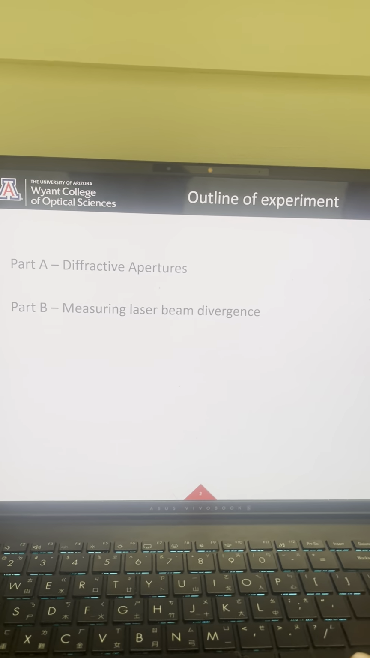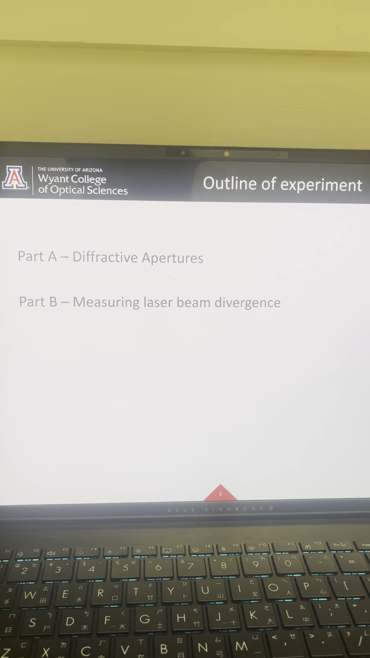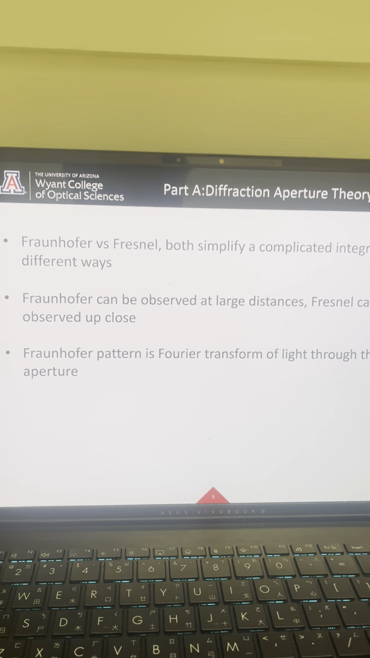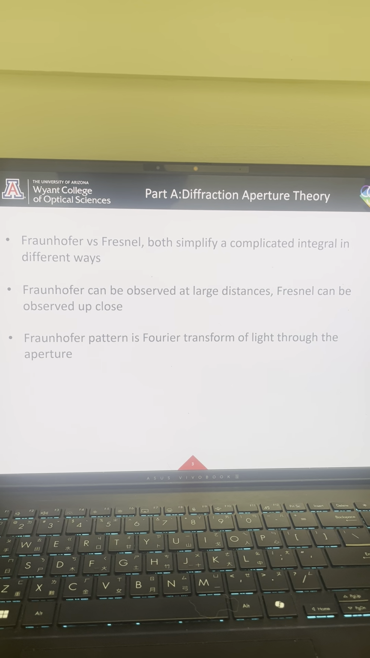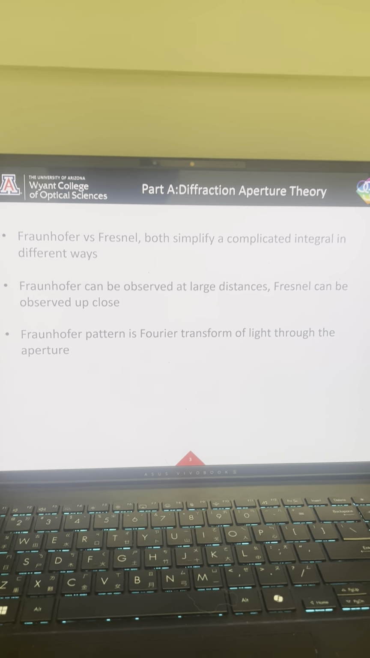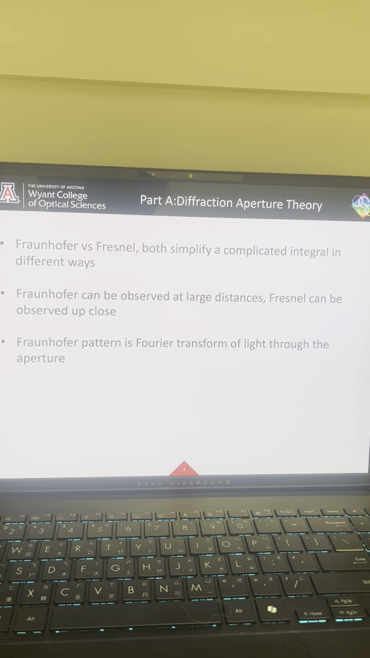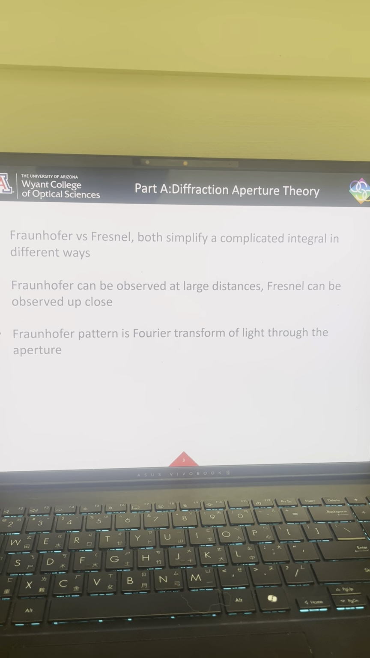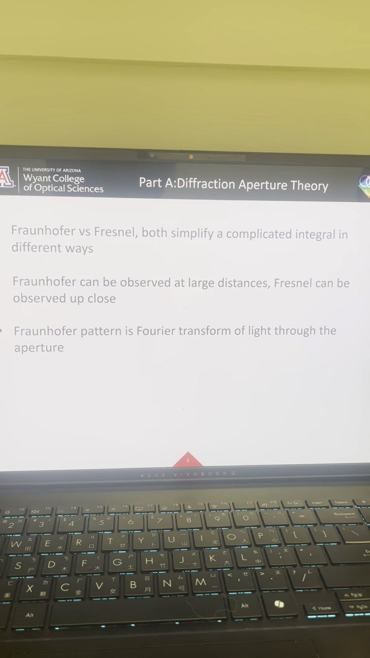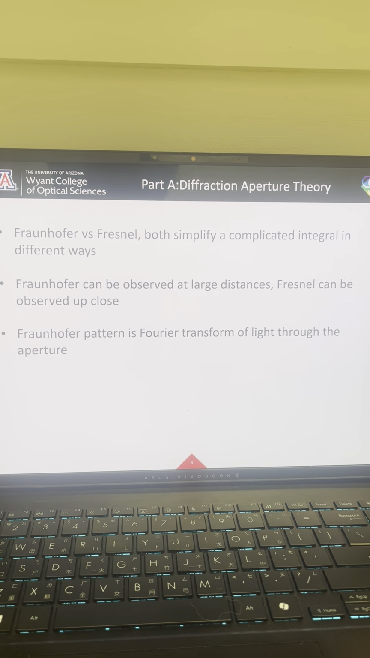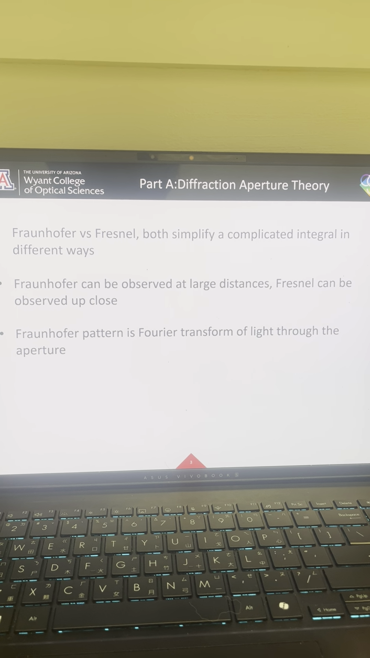So this is the outline of the experiment. The first part is the diffraction apertures, and the second part is measuring laser beam divergence. For the first part, it focused on the diffraction aperture theory, especially the difference between the Fraunhofer and the Fresnel regions. Both of these approximations simplify a complicated integral in solving for the diffraction pattern in different ways, resulting in different patterns. So Fraunhofer can be observed at large distances, and the Fresnel pattern can be observed up close. And the Fraunhofer pattern is the Fourier transform of light through the aperture.